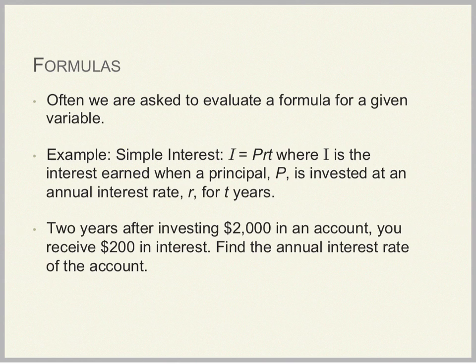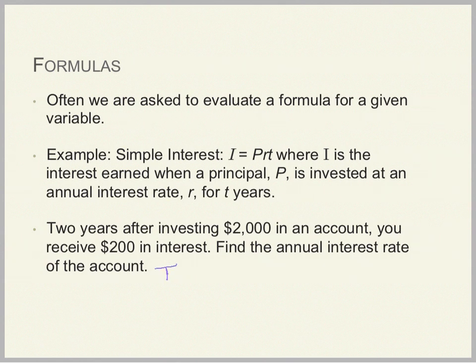We are often asked to evaluate a formula for a given variable. So our simple interest formula is interest equals PRT, where P is the principal, R is our rate, and T is our time in years. So the question says, 2 years after investing $2,000 into an account, you receive $200 in interest. Find the annual interest rate of the account.